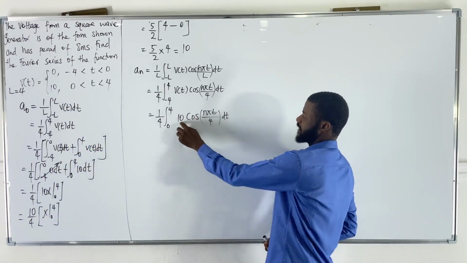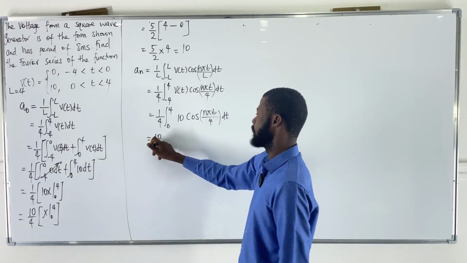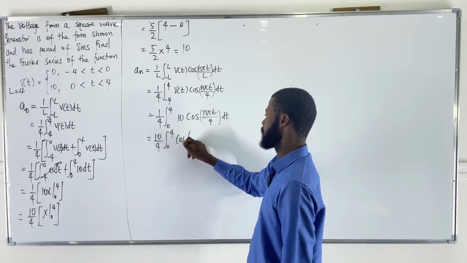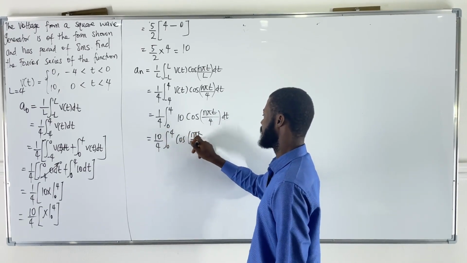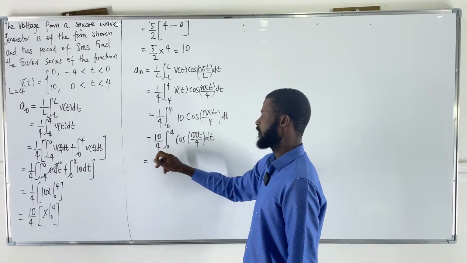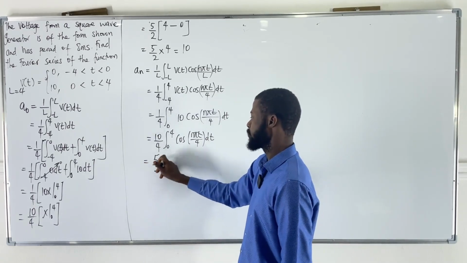And the 10 again is a constant, so bring it out. So this will be 10 over 4, integral from 0 to 4, cos n pi t over 4 dt. Now 10 over 4 will give us 5 over 2. So this is 5 over 2.